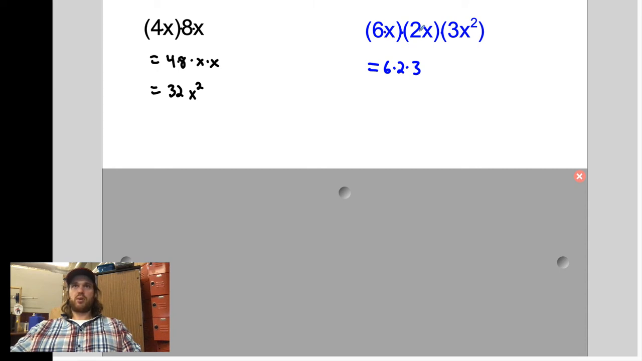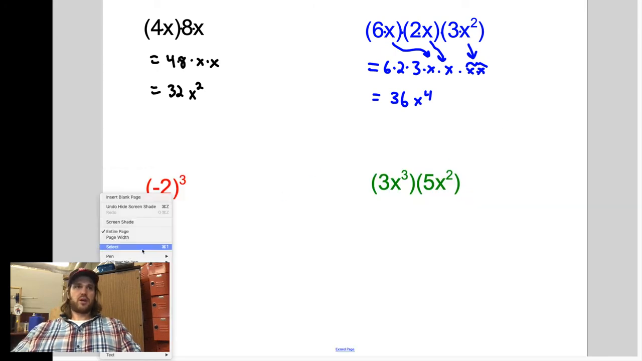We got a bunch of junk being multiplied together. So 6 times 2 times 3 times x times x times x times x. So there's x squared. How many x's did we have? 1, 2, 3, 4. For a total of 12 times 3 is 36x to the 4th. Kind of already did that problem on the first slide. Let's go on to green.